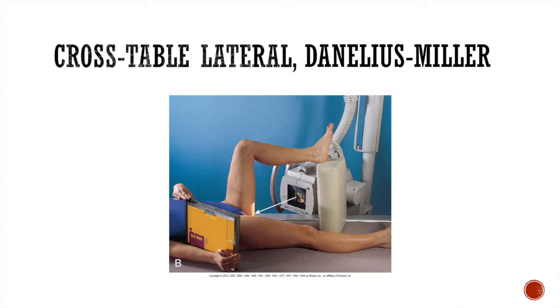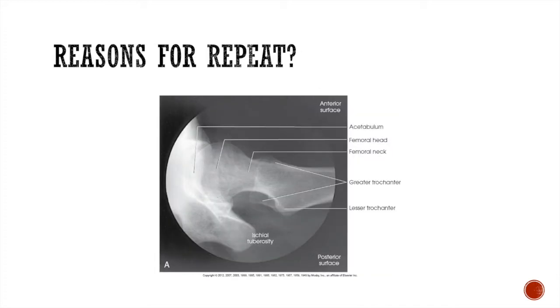Also, it's very important to keep the grid perfectly vertical, or this can result in grid cutoff. So when you're evaluating the cross-table lateral hip projection, there could be some reasons for repeat. You want to be able to see the acetabulum to beyond the lesser trochanter. You also want to see the ischial tuberosity, but you also want to consider the density, and you may need to use a compensating filter.